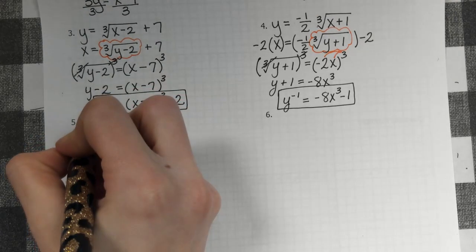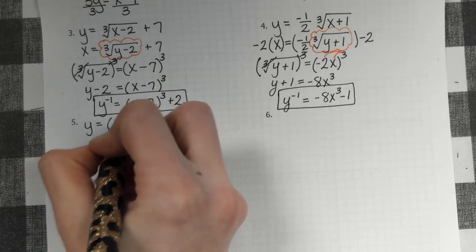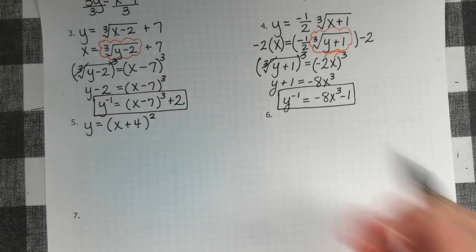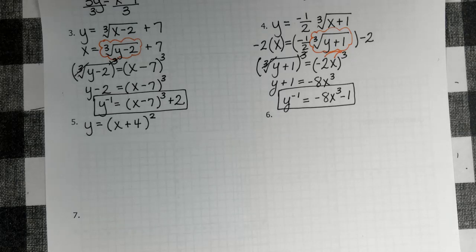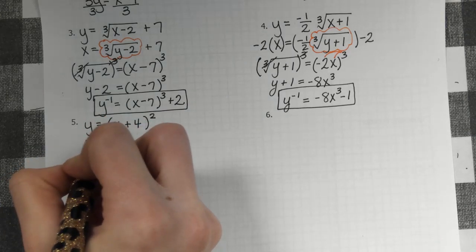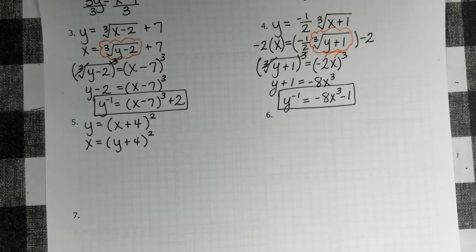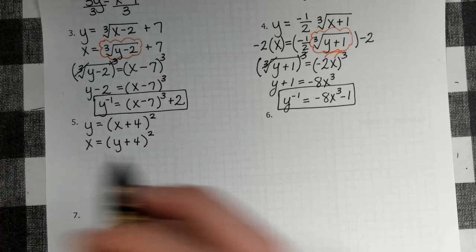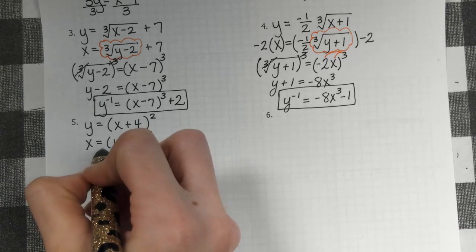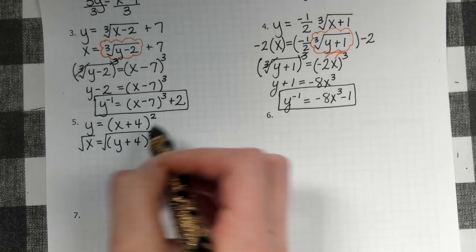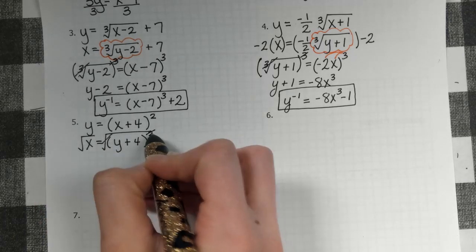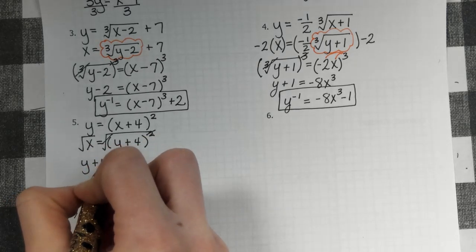So our next example, we have y equals (x plus 4) squared. If we have that, we're going to change it to x equals (y plus 4) squared. If y plus 4 is being squared, what do I need to do to get that y starting to get by itself? You're going to square root it. You do the inverse. So if it's being squared, you square root both sides. When you square root, that's going to cancel that square, leaving you with y plus 4 equals.